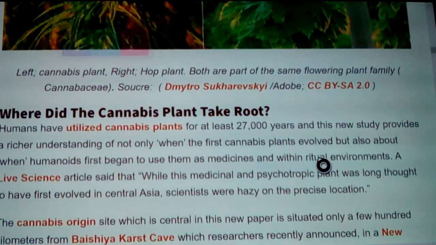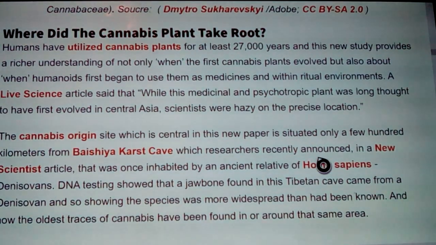Where did the cannabis plant take root at? Well, humans have utilized cannabis plants for at least 27,000 years, and this new study provides a richer understanding of not only when the first cannabis plants evolved, but also about when humanoids first began to use them as medicines within ritual environments. I've shown you a few videos.